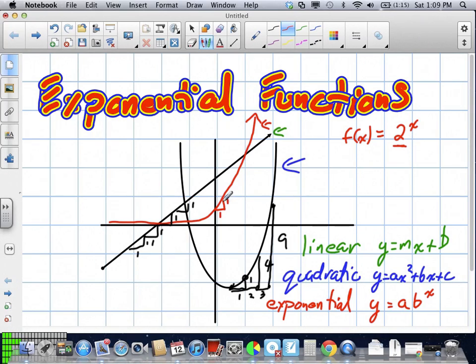So the change is 1 in the first one. We then go over 1 again. This time we multiply our old number 1 by 2. So our change was 1, went over 1, up 1. Our next change, we went up 1 before, so we multiply that by 2. So we actually end up going up 2.